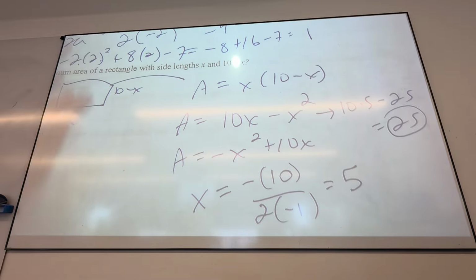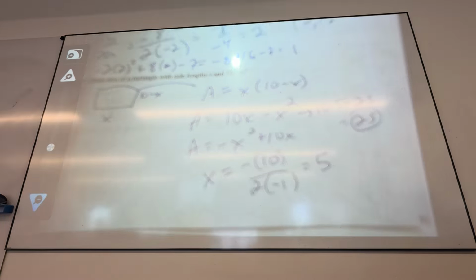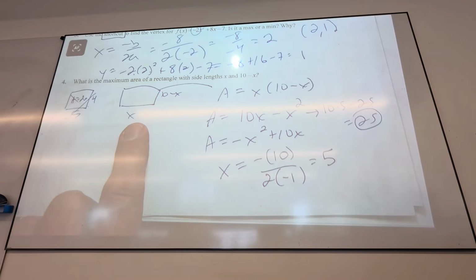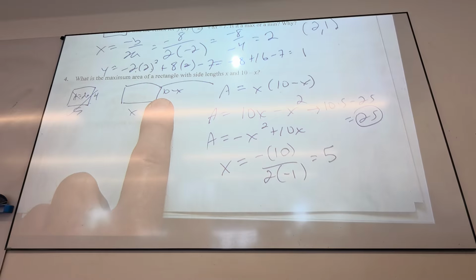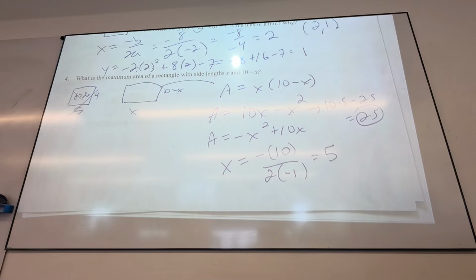Does anyone know what shape that would be then? If x is 5, what's 10 minus x? It's a square. So anytime you have a four-sided figure and you want to maximize the area, you would make it a square.